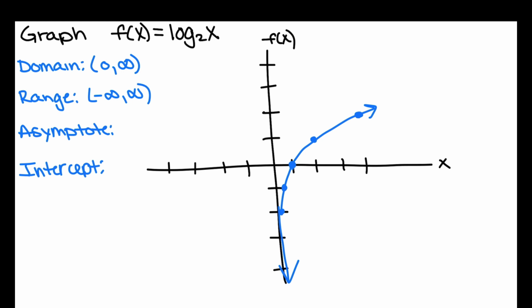This graph has an asymptote. In fact, it has a vertical asymptote at x equals 0. That graph is approaching x equals 0, but it's never actually reaching it. It also has an intercept. It has an x-intercept located at the point 1, 0. These features are going to be consistent for a logarithm with any base. So I graphed log base 2 of x, but if we have other bases, we're still going to have that intercept at 1. We're still going to have that asymptote at x equals 0, and the domain will still be positive numbers only.